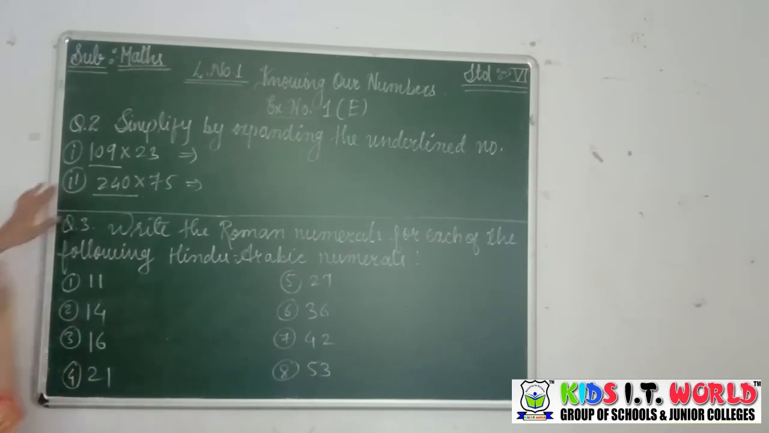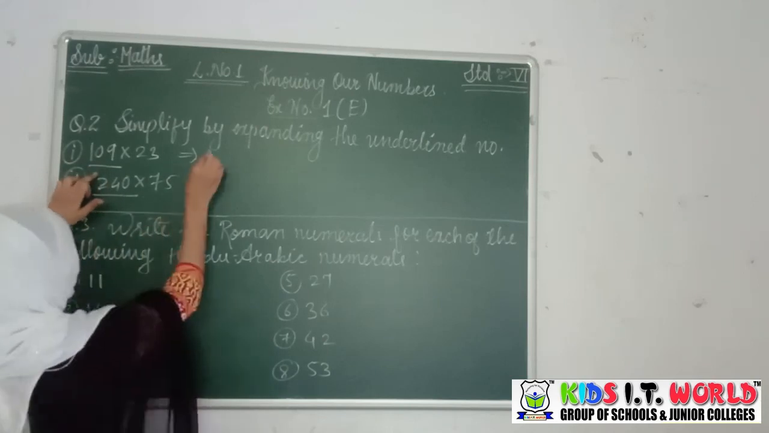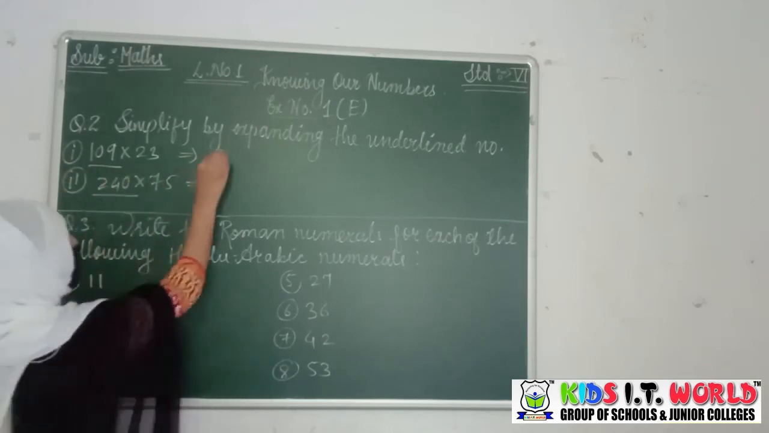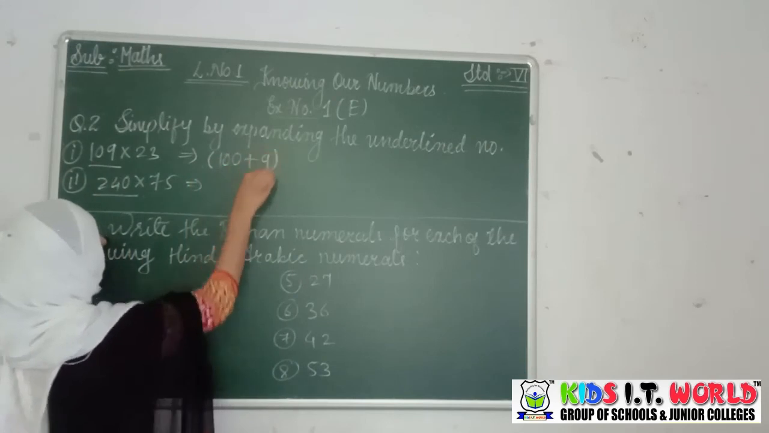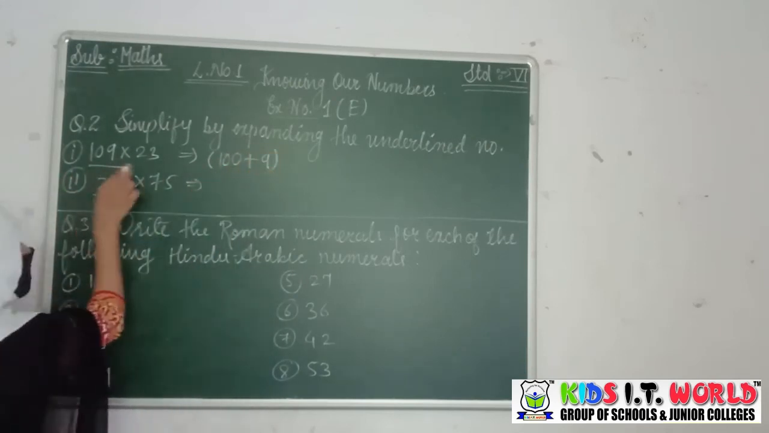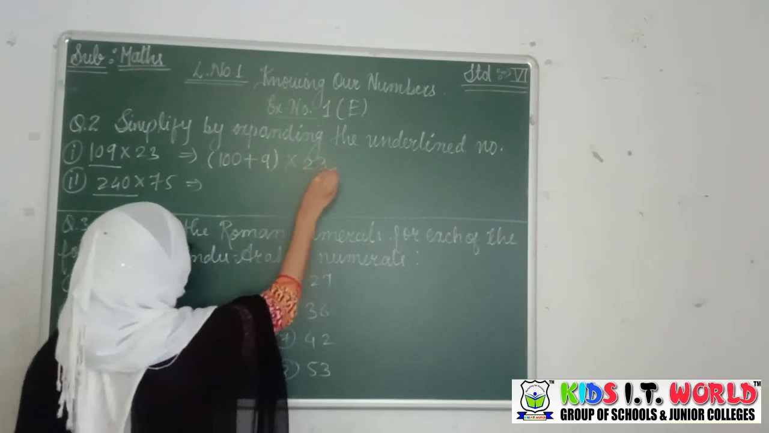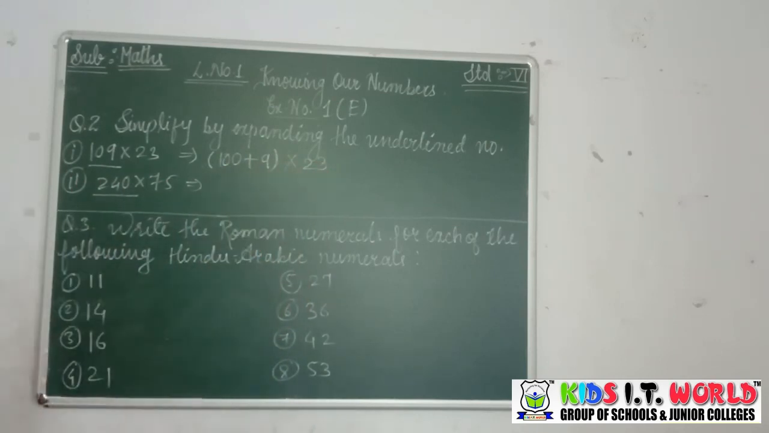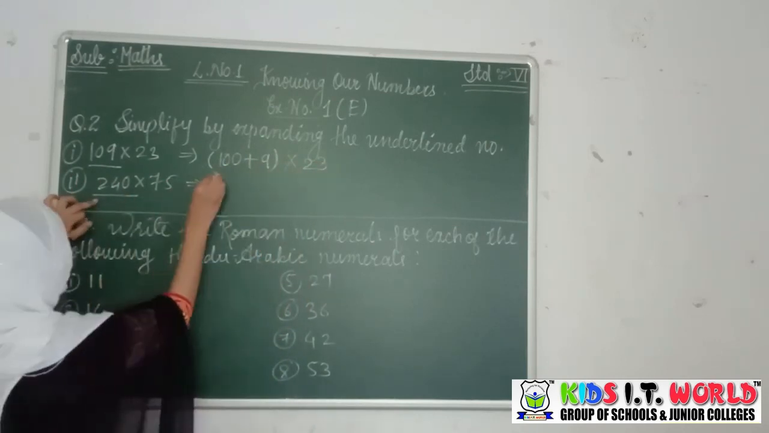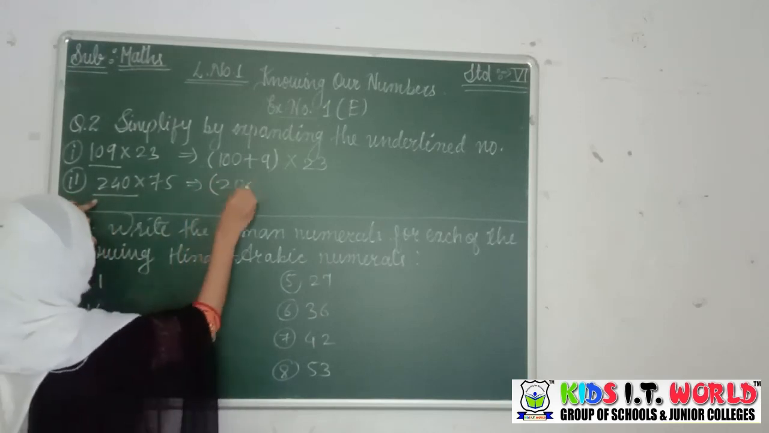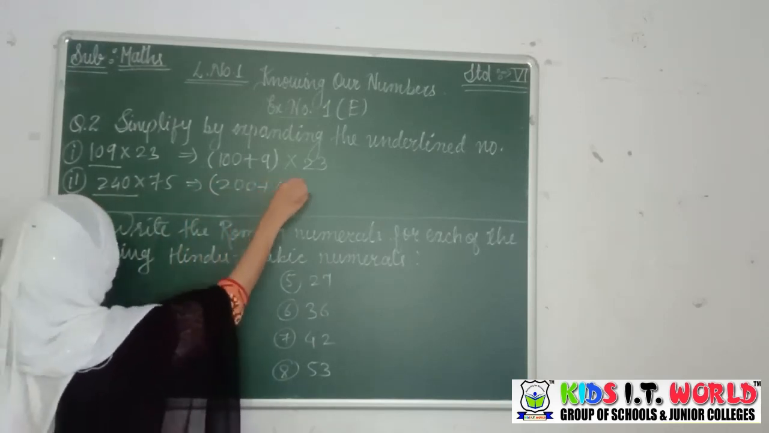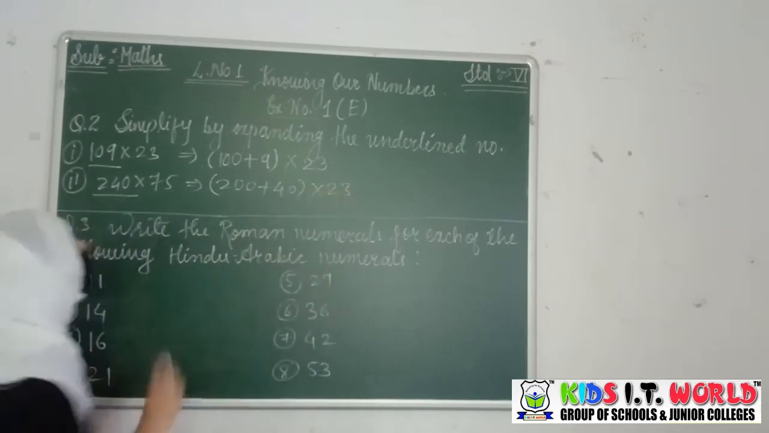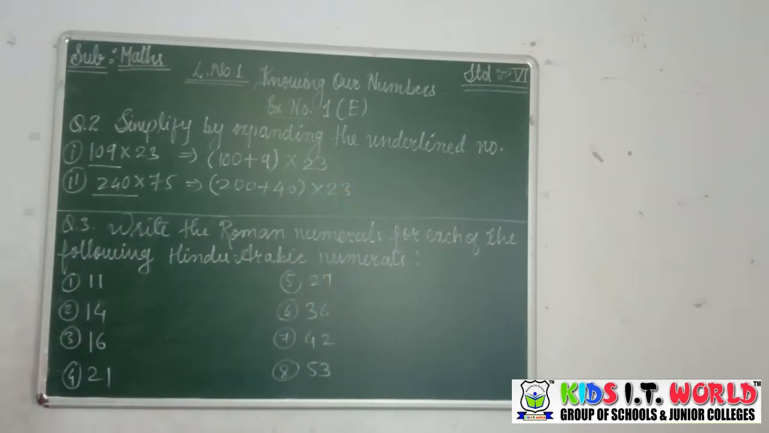So what is the underlined number here? 109. So 109, how will you expand? It will be 100 plus 9. This is the expanded form of this, and into 23 will be as it is. Simply in this way you have to simplify. Now it is 240. How will you simplify 240? 200 plus 40 into 20. In this way you have to simplify by expanding the underlined number. Now question number 3, write the Roman numerals for each of the following Hindu-Arabic numerals.